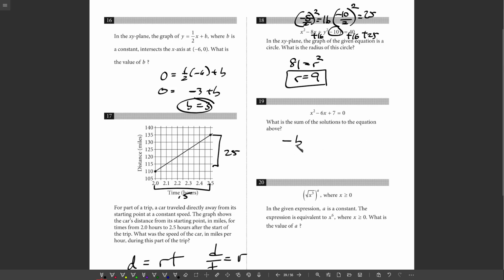The sum of the solutions of a quadratic is -b over a. So it's going to be -6 over 1, and so we get nice clean 6.